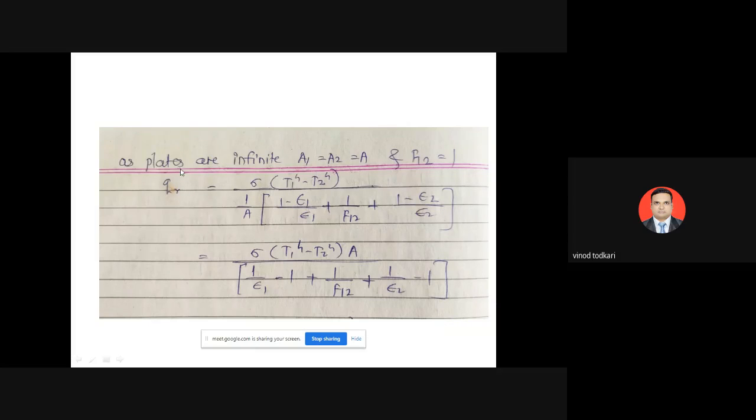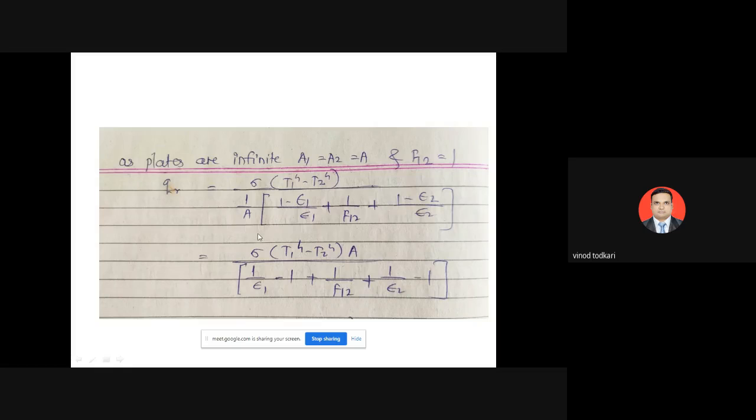Now see, we will make one more substitution. What is that substitution? As the plates are infinite, we can say that their areas are the same. So we can say that A1 is equal to A2 is equal to A, and as the plates are infinite and parallel, all energy emitted by 1 will be intercepted by 2. So the view factor or shape factor of 1 with respect to 2 will be equal to 1. So if you substitute those values, A I have taken common because A1 and A2 are the same. In the first term A1 was there, in the second term A1 was there, in the third term A2 was there. So simply I have substituted A1 is equal to A2 is equal to A, and that A I have taken outside the bracket.